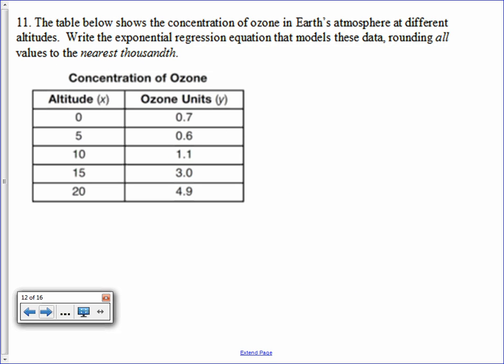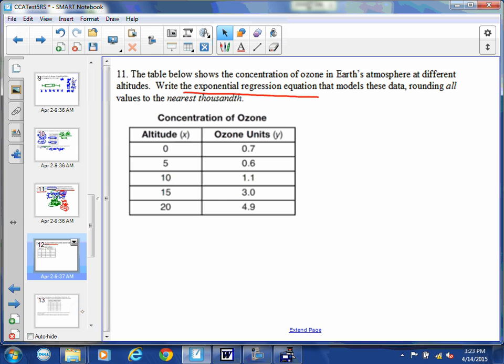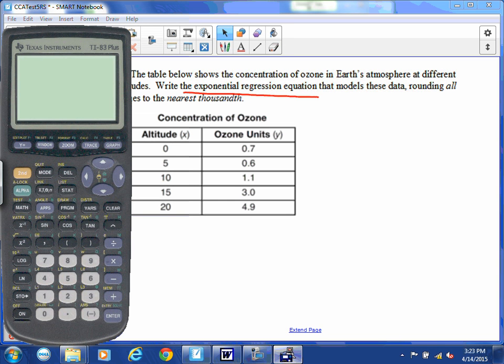The table below shows the concentration of ozone in Earth's atmosphere at different altitudes. Fantastic. Write the exponential regression equation. Simple. My calculator does that for me. So I'm going to pull up my calculator. I'm going to turn it on, which is very important. If you don't turn your calculator on, you're going to probably have some problems.